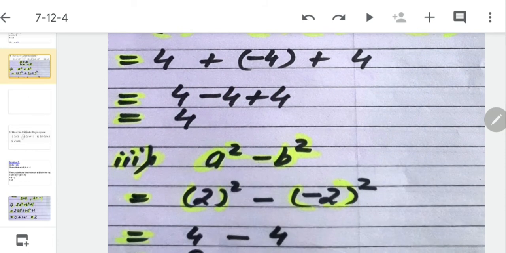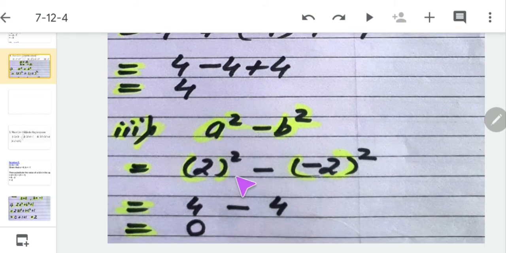Now let's look at the third part, which is also very easy. Just put the value of a in place of a and b in place of b. So 2 power 2 gives us 4 and -2 power 2 also gives us 4. But here we have a negative sign in between them, so the answer is 0.